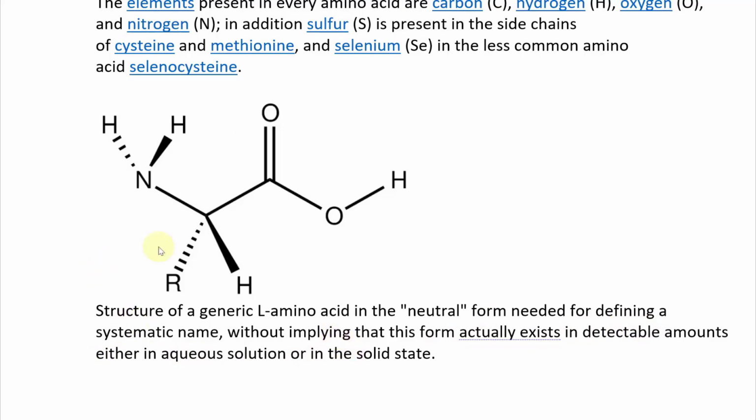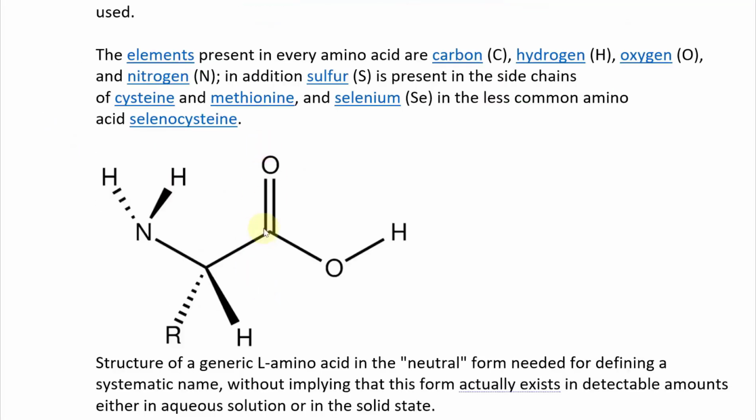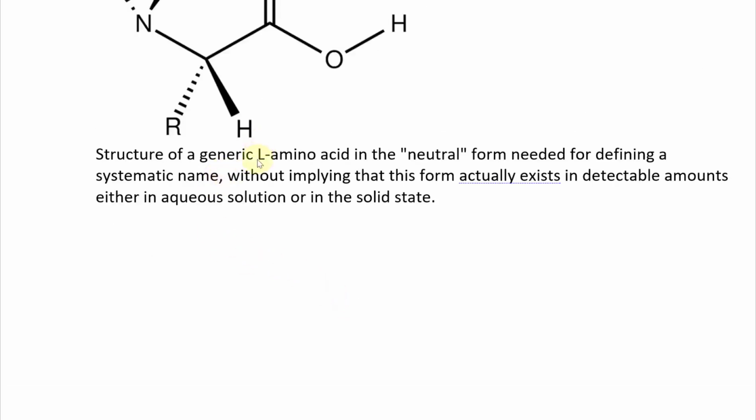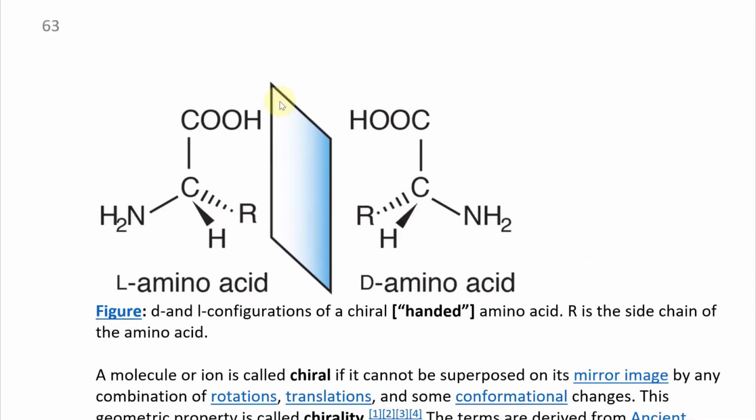So yes, it's basically used for naming purposes, but here's a generic structure. There's the N, there's the H, and another H there, and there's the R. And there is the CO2 over here. This would be a carbon, the C. Whenever there's a dash line, it's often referring just to a carbon. The carbon chain CO2, and so on. And also this L, the reason for the L is because of a phenomenon called chirality, or handedness.